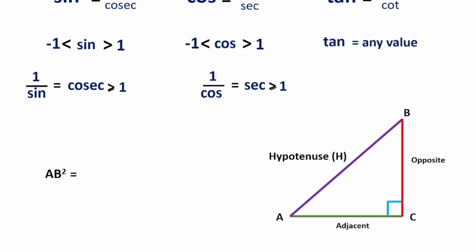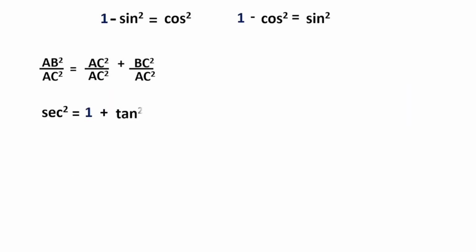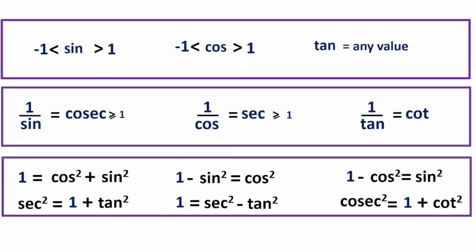It is the Pythagorean theorem which provides us with the basic trig formulas. When all the terms in the equation are divided by AB square, we get 1 equals cos square plus sin square. On dividing the equation by AC square, we get sec square equals 1 plus tan square. These formulas relate trig ratios to one another. A student needs to remember all these formulas as they are used frequently.